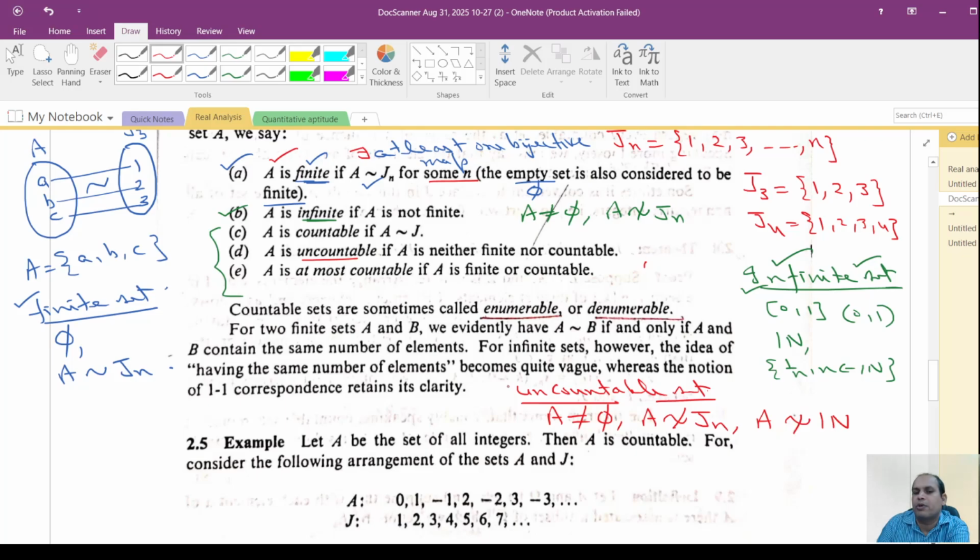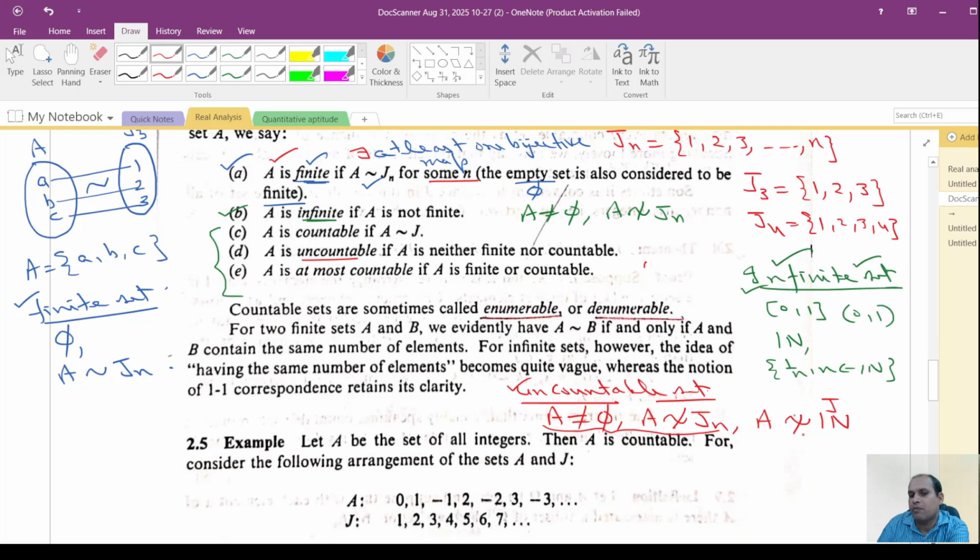Those sets are said to be uncountable, and one can use the notation J here. So this is the definition of an uncountable set: if A is neither finite nor countable. Finite is included in this, and this is the definition for a countable set: if A is similar to N, then we will say it is countable. So neither finite nor countable means A is not equal to phi, A is not equal to Jn, and A is not equal to N.